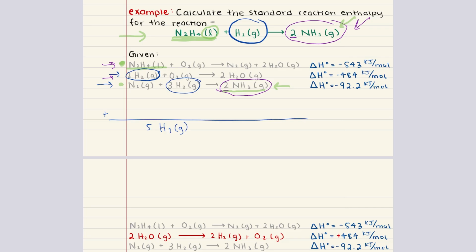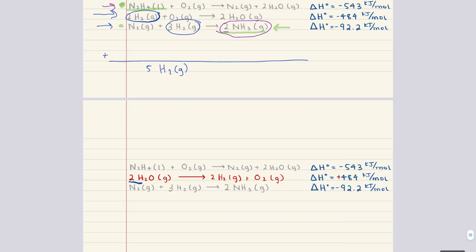We have to manipulate these 3 reactions in a way where when they sum up, all we're left with is N2H4 and H2 on the reactant side and 2 moles of ammonia gas on the product side. So what can we do? Sometimes this takes a little bit of trial and error, but what I'm going to do right now is flip reaction 2. So that means the reaction is now that 2 moles of water vapor form 2 moles of hydrogen gas and 1 mole of oxygen gas. And because I flipped this reaction, we also have to reverse the sign for the delta H.